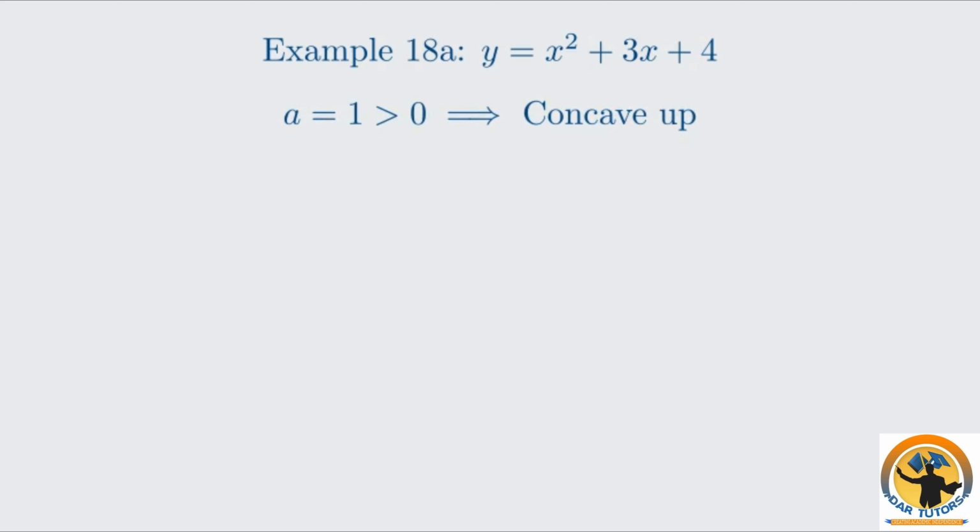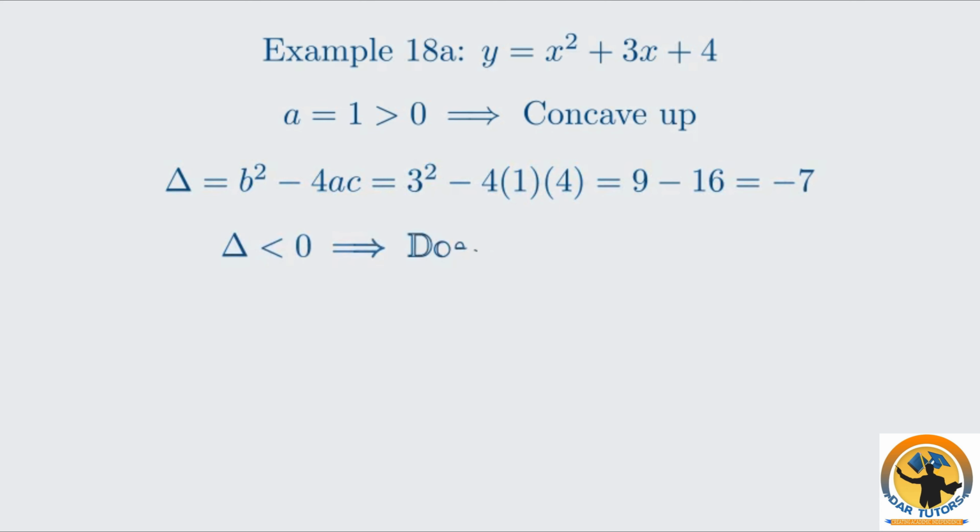Next, let's calculate the discriminant. Here, b equals 3, and c equals 4. Delta equals b squared minus 4ac, which is 3 squared minus 4 times 1 times 4. This is 9 minus 16, which is negative 7. Since the discriminant is negative, delta is less than 0. This means the graph does not cut the x-axis.